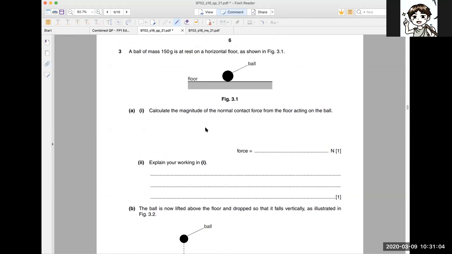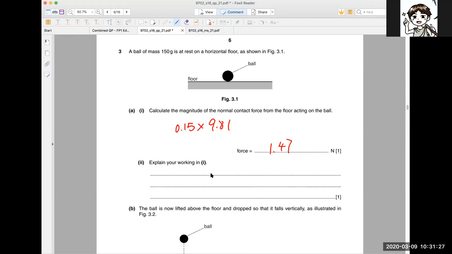Did you do this before? Yeah. Now the method of the no motion, maybe just do it fast, okay? It's just equal to the weight. So it's roughly 1.5 or 1.47 Newton.